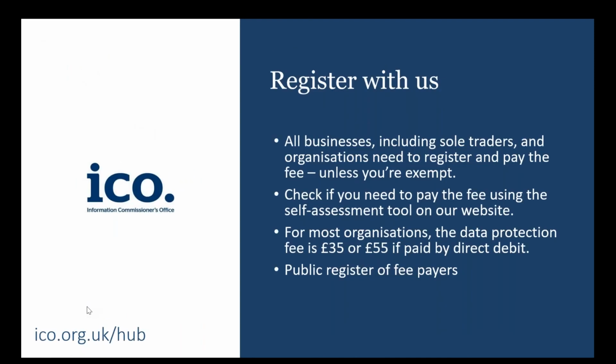So now on to registration with us. The work of the ICO is partially funded through the data protection fee, and most businesses need to pay this unless they meet certain exemptions. For most small businesses, this is £35, or £55 a year if you pay by direct debit, as there's a £5 reduction for using this method.